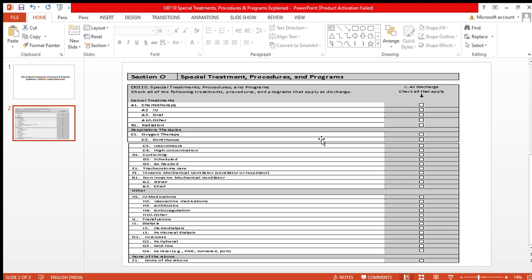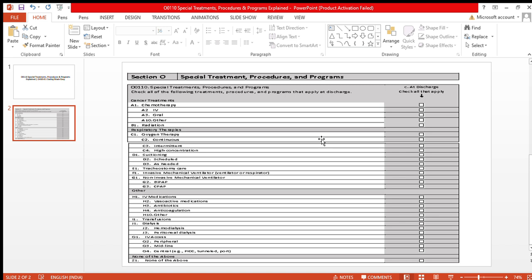This item includes cancer treatment. In that, A1 chemotherapy, mark if the patient is receiving chemotherapy. A2 is for IV chemotherapy, chemotherapy administered by intravenous infusion. A3 for oral chemotherapy, if chemotherapy is taken by mouth. A10 any other chemotherapy method not listed above. B1 for radiation, mark if the patient is receiving radiation therapy.